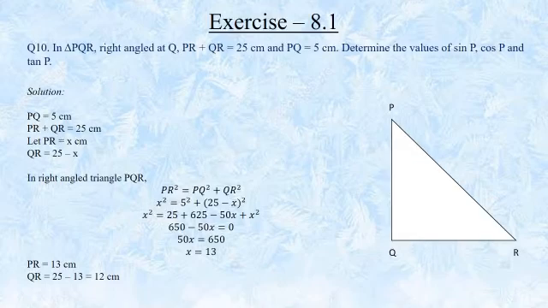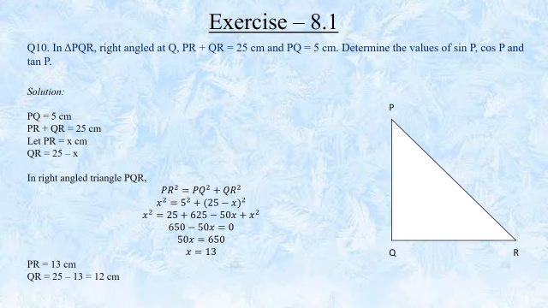Now moving on to question number 10. In triangle PQR, right angled at Q, PR plus QR is 25 centimeter and PQ is 5 centimeter. Determine the values of sin P, cos P and tan P. Here the sides are given, but one side is given as such, PQ 5 centimeter, while the sum of the other two sides is given to us.